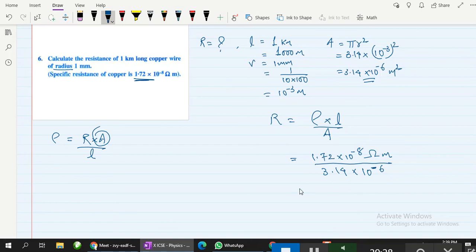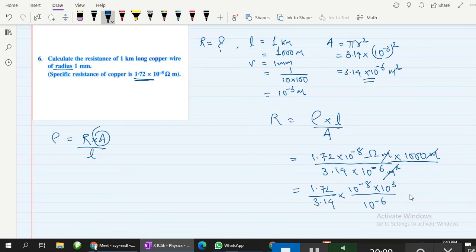Now this is meter square, and this is ohm meter, multiplied by length. Oh, I did not multiply the length. Multiplied by 1000 meter. So this meter and meter will cancel with this meter square. So we have 1.72 divided by 3.14 multiplied by 10 raised to minus 8 multiplied by 10 raised to 3, that is 1000, divided by 10 raised to minus 6.